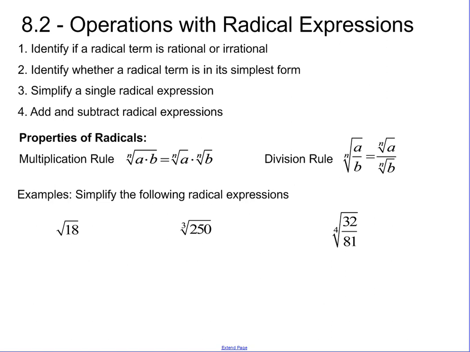Okay, hello everybody. We're going to talk about section 8.2 on operations with radical expressions, and some of our goals in this particular section is to deal with identifying if a radical term is rational or irrational. Secondly, identifying whether a radical term is in its simplest form. We should be able to simplify a single radical expression. We should be able to add and subtract radical expressions.